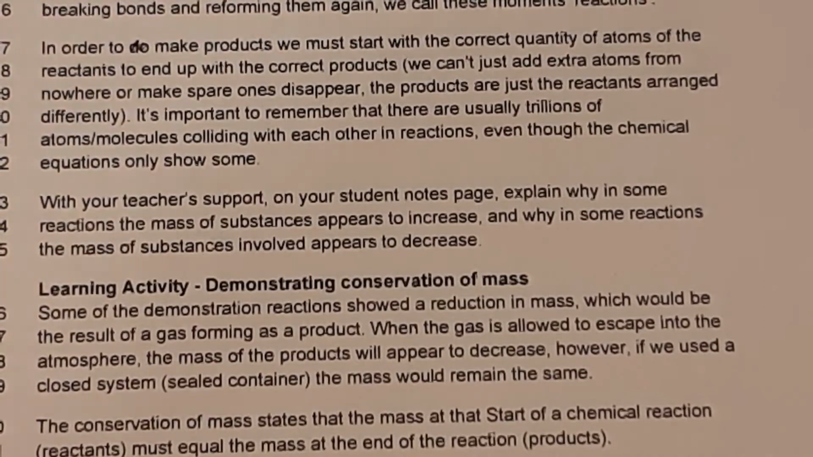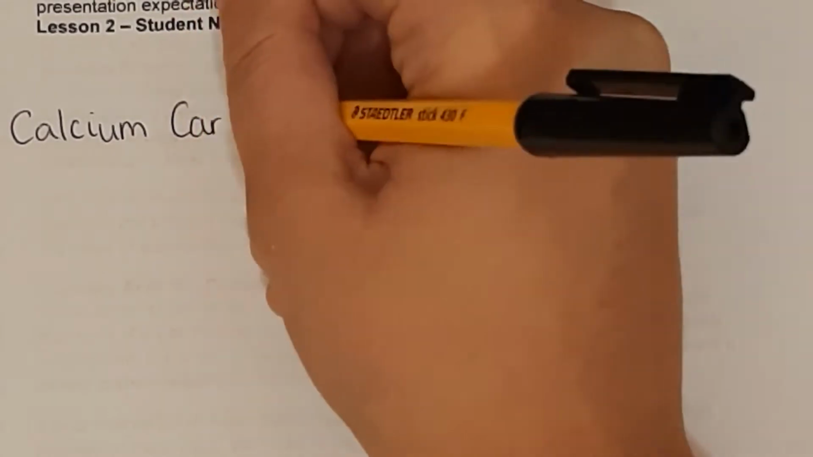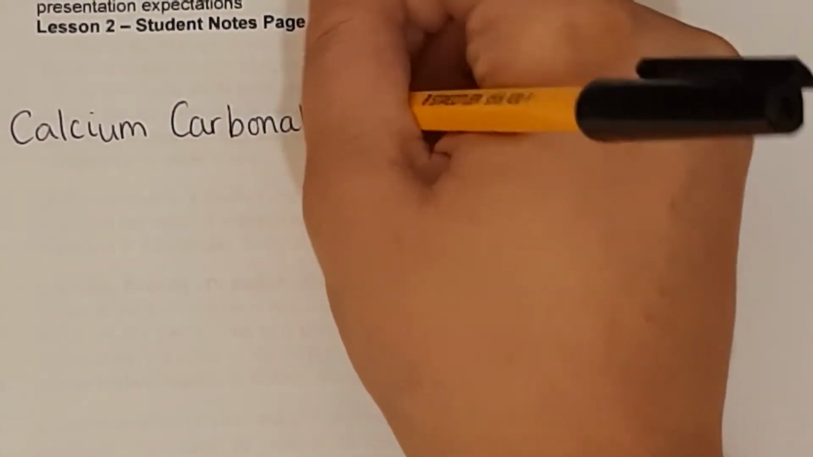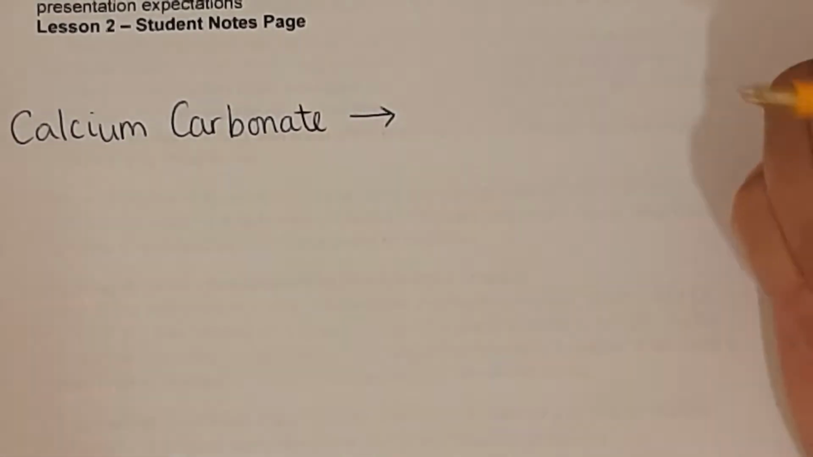Okay, so we are going to move on to our notes page, which is page 19. Okay, now let's consider a reaction. So we're going to look at the reaction of calcium carbonate and how it turns into two new products. So I'd like you all to write this out. Now, calcium carbonate can turn into calcium oxide and carbon dioxide.